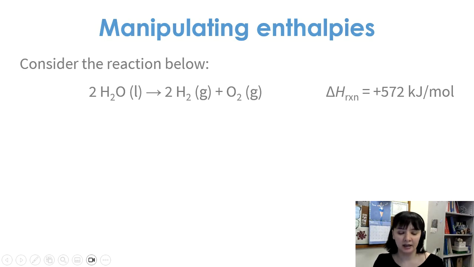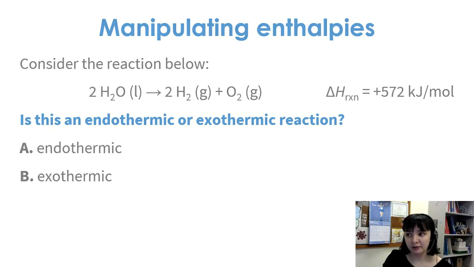Along with that, the enthalpy of reaction is positive 572 kilojoules per mole. Looking at this equation, do we think that this is an endothermic or exothermic reaction? So this is an endothermic reaction, very good. We know that from the positive delta H value. Endothermic reactions are adding heat in, heat is entering the system, so those are going to have a positive delta H.